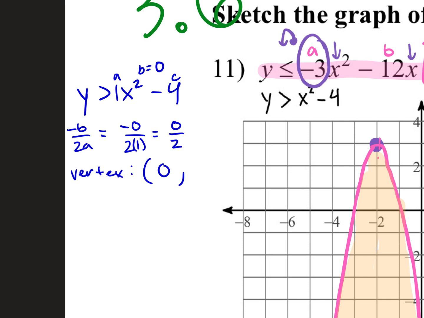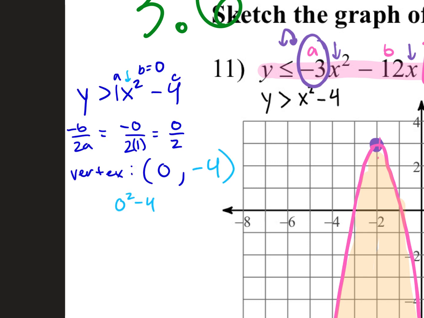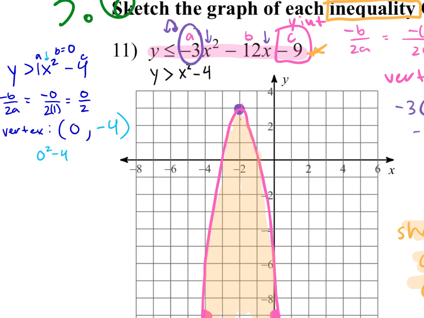How do I find the second number? Plug it in. So I'm going to plug it into x. So I have 0 squared minus 4. What's 0 minus 4? Negative 4. So my vertex is at 0, comma, negative 4. So I stay at 0 and go down 4, put a point there. Now typically, I would use my c when I'm in standard form to find another point. But what's my c?